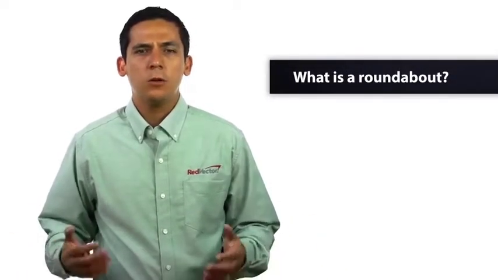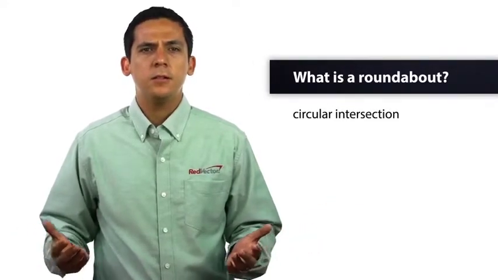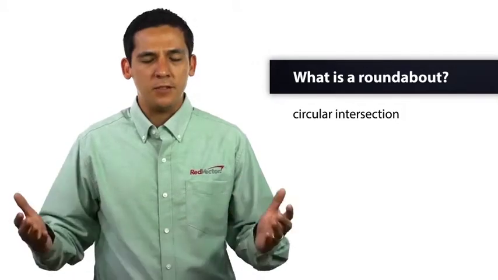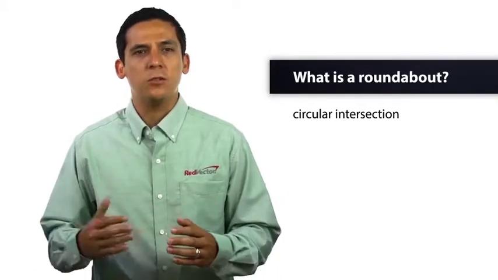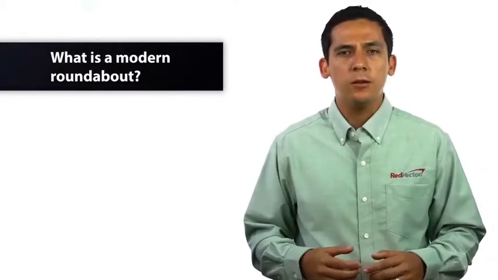The first question you will ask is, what is a roundabout? Well, a roundabout is just a circular intersection, and here in the US and in places in the world where you drive on the right side of the road, it has traffic running in a counterclockwise manner. The next question you will ask is, what is a modern roundabout?